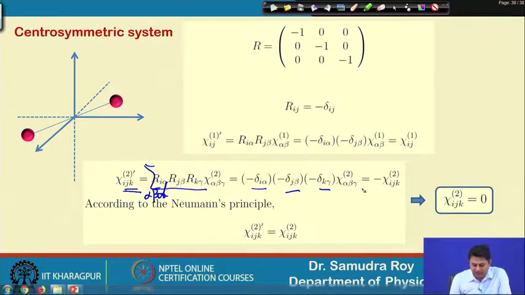So, if we do these things, we will find that susceptibility i j k is equal to susceptibility i j k with a negative sign, and this is true for all the i j k's. This suggests a very important expression: susceptibility i j k for all the i j k's is 0. So, the second order susceptibility being 0 under this centrosymmetric system suggests that for a centrosymmetric system there is no second order susceptibility. So, the second order susceptibility will vanish for a centrosymmetric system.